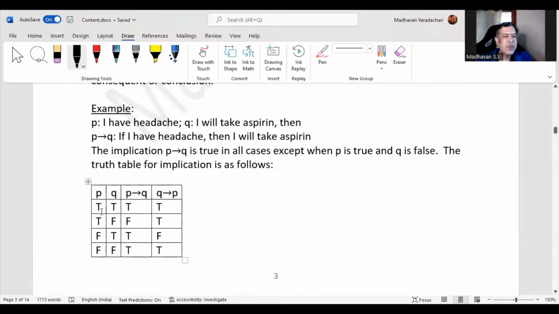In these two, the first statement is true. Then you check the second statement. If the second statement is false, then only P implies Q is false. So here you may notice the first statement is true, the second statement is false. Only in that case it is false. The rest of the places it is true.